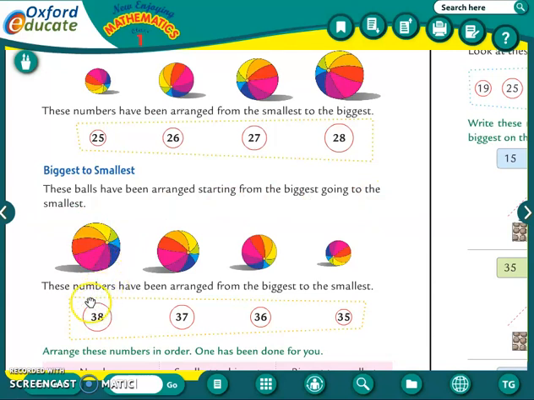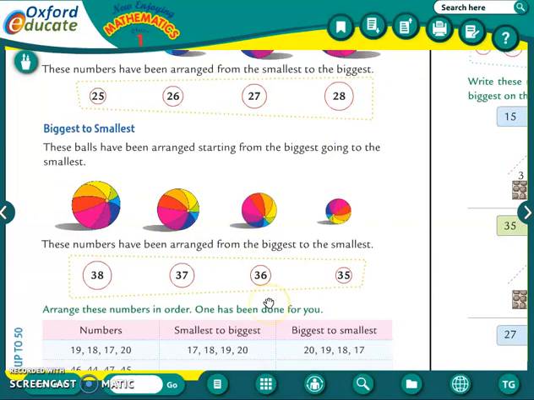Now see the number. The numbers have been arranged 38, 37, 36 and 35. 38 is the biggest number of all these numbers, so it is first. See, the biggest ball is first, then a less big number, 37, but it is smaller than 38, then 36 is smaller than 37, then last 35 is smaller than 36.